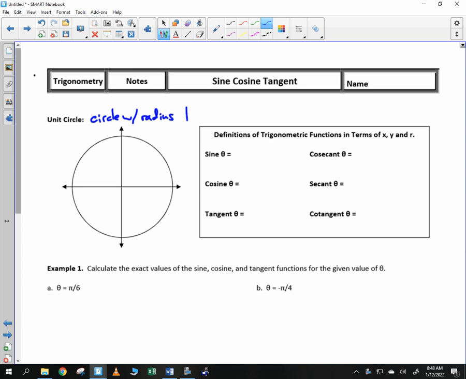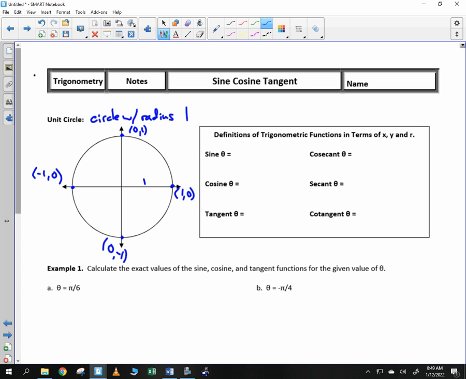And when we're in the unit circle, we have these special coordinates right here. What is that point right there? (1, 0). What's this coordinate right there? (0, 1). Back here, (-1, 0). (0, -1). Okay, so we're in that unit circle. And there's certain things that we want to find.